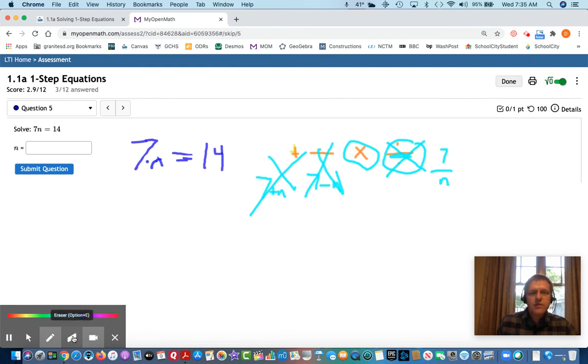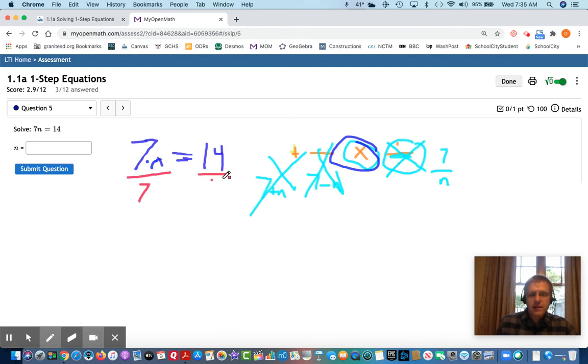So how do we undo multiplication? Now that we know it's multiplication, how do you undo multiplication? Well, divide. Divide is the opposite of multiply. So let's divide by 7 because 7 divided by 7, in other words, how many 7s go into 7? 1. So you have 1n is equal to, how many 7s go into 14? 2. So you have 1n equals 2. Well, this is 1n as well. 1n is equal to 2. That means n is equal to 2.